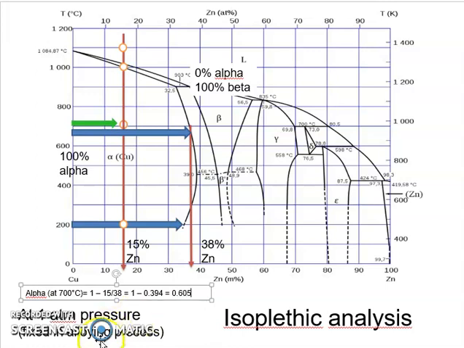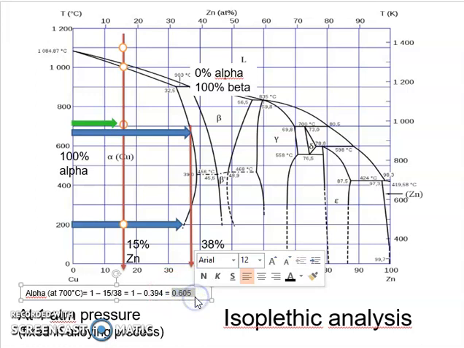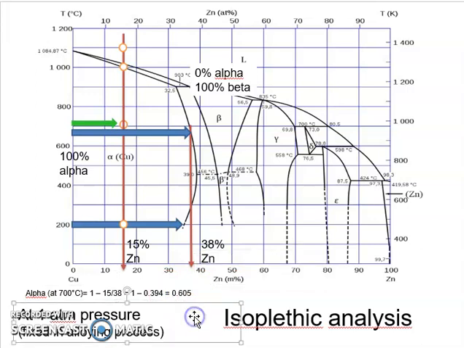That's the fraction of alpha. Why? Because we are calculating the advance on zinc, and the zinc has another structure. So at 700 Celsius, the alpha crystalline concentration is 0.605. What if we move to the next arrow? So what if we are now here?